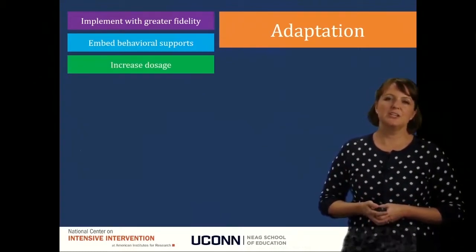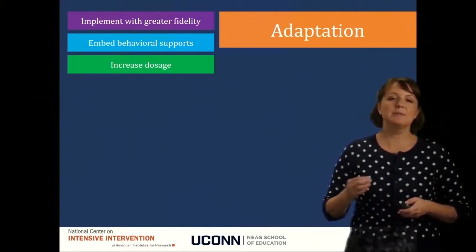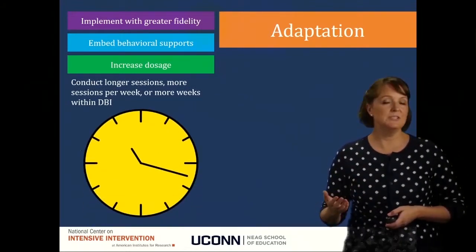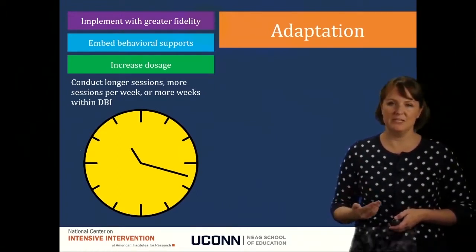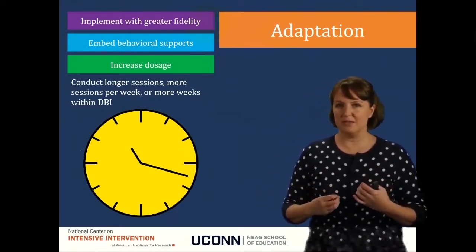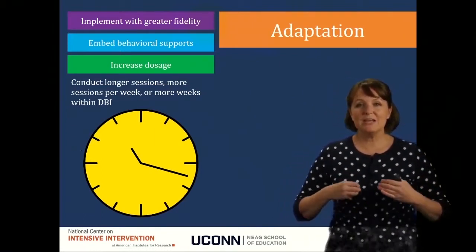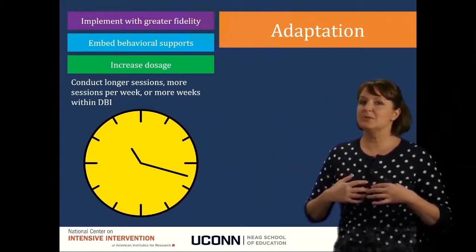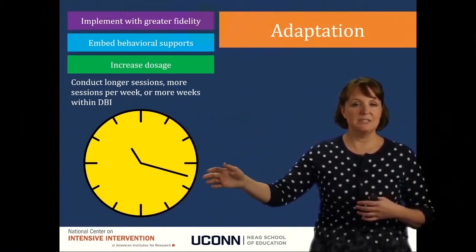A third adaptation is to increase the dosage. And there's a few ways that we can think about this. One is related to time. Maybe you've been doing intensive intervention for 20 minutes. Perhaps students need 30 minutes or 40 minutes of intensive intervention. Remember, when students are really struggling with math, they're often several grade levels behind in terms of their mathematics knowledge, and we need to help the students catch up on all that mathematics. So that means they need to be doing much more math than they usually are doing. So that might mean increasing the time.